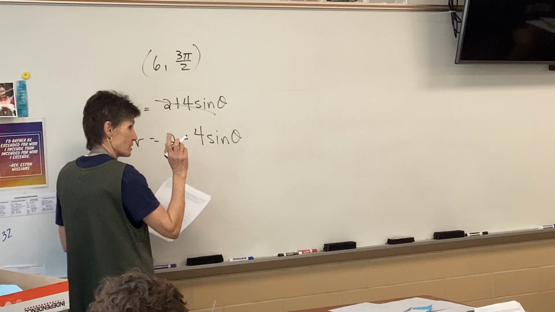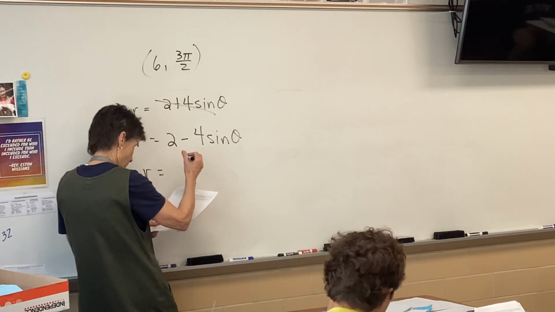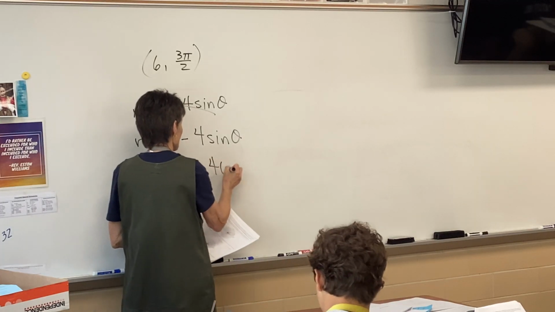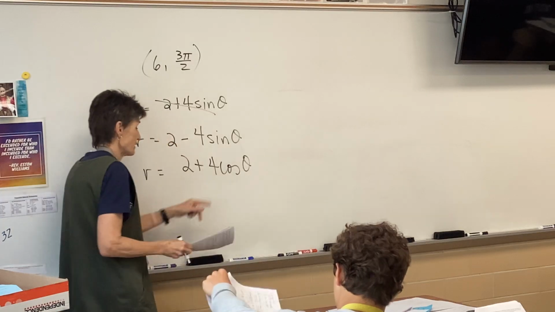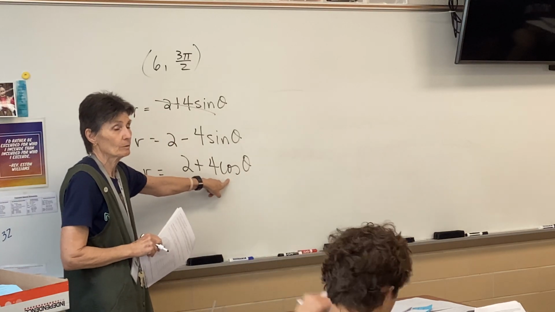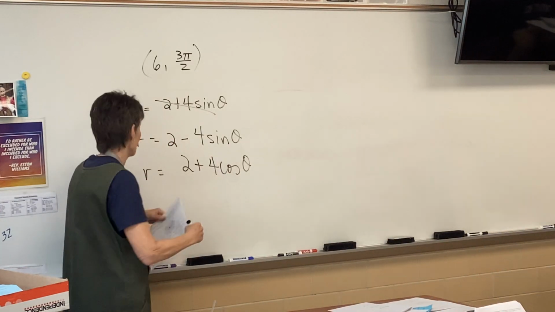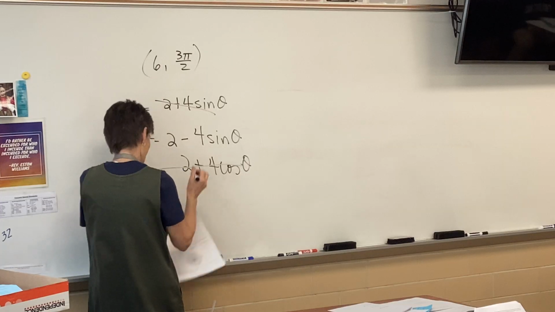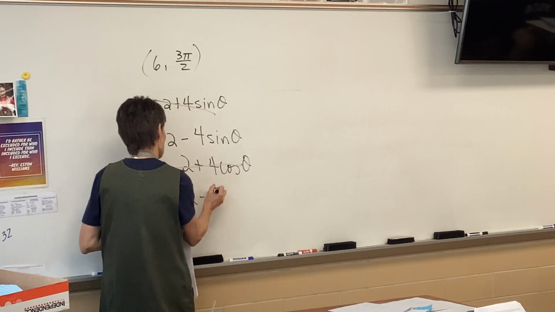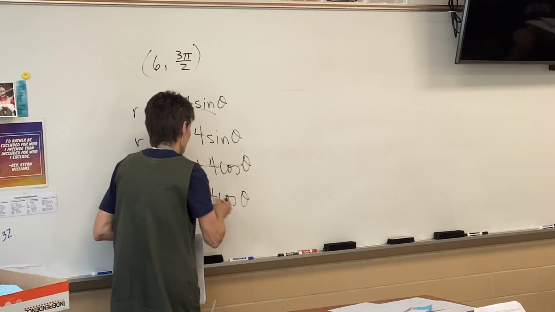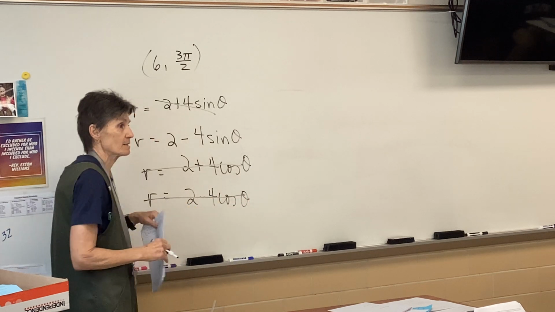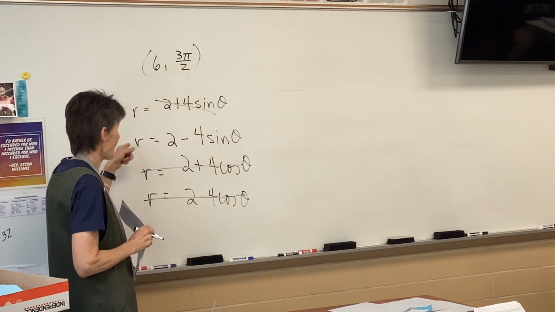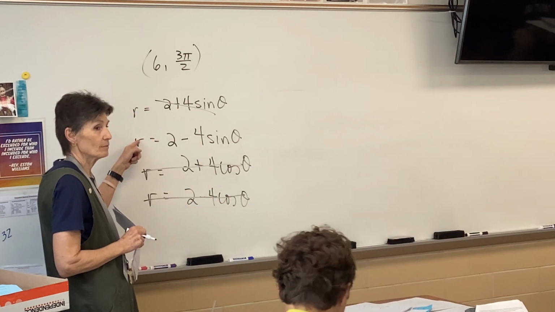Let's keep going just to make sure. R equals 2 plus 4 cosine. What's the cosine of 3 pi over 2? 0, that's not going to work. And that's not going to work either because the cosine's still 0. So that is the only option that we have right there.